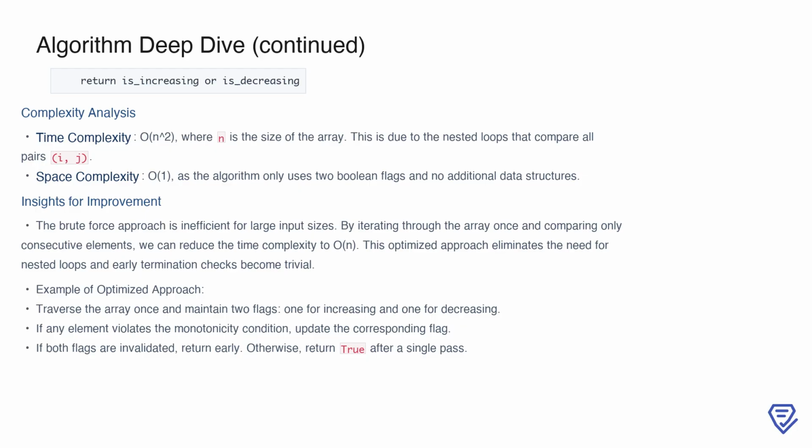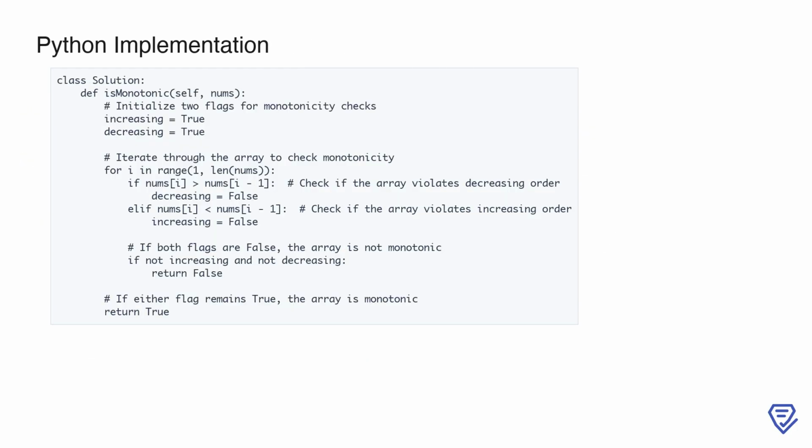During this single pass, we maintain the same two flags, one for increasing and one for decreasing monotonicity. If any consecutive pair violates a condition, we update the corresponding flag. If both flags become invalidated, we return false immediately. Otherwise, if the loop completes without invalidating both flags, we know the array is monotonic and return true. This optimized approach not only reduces the computational cost but also simplifies the logic, making it more efficient and scalable for larger arrays. This solution determines whether an array is monotonic using a single traversal.